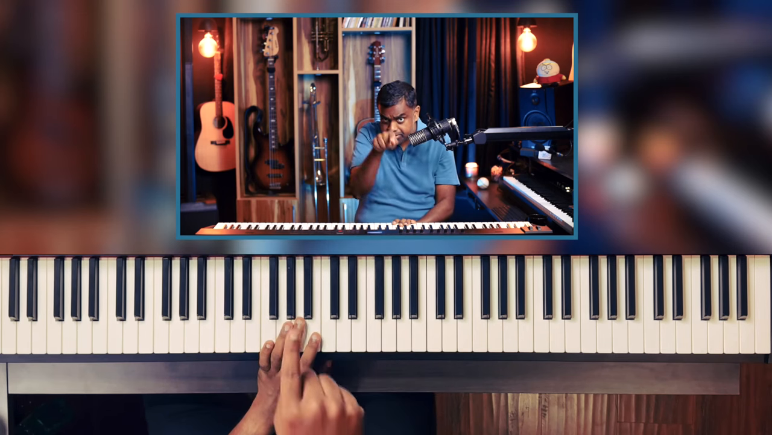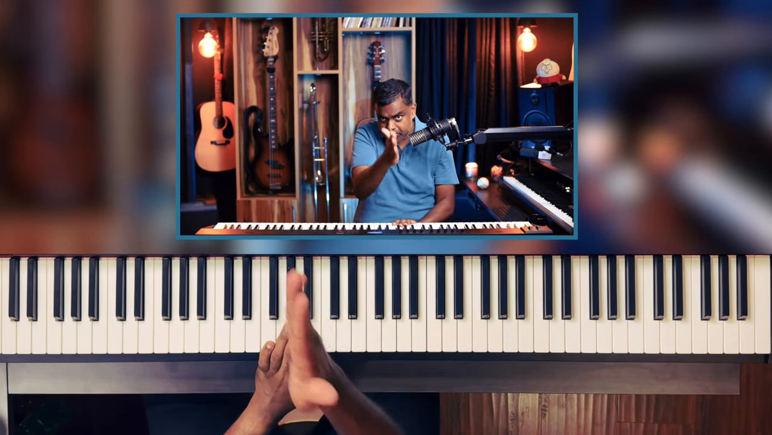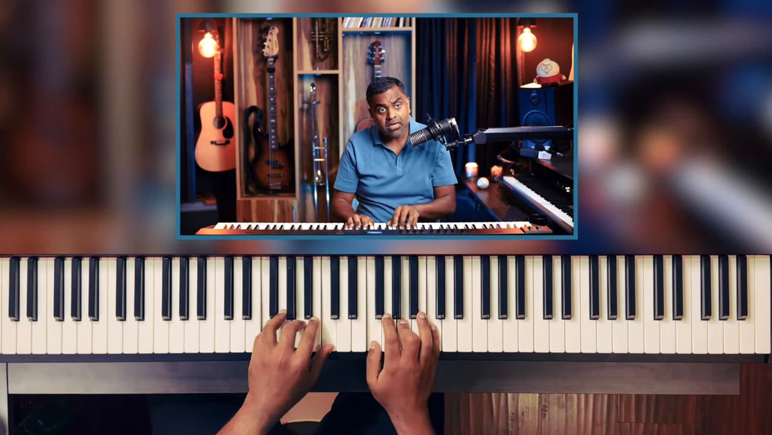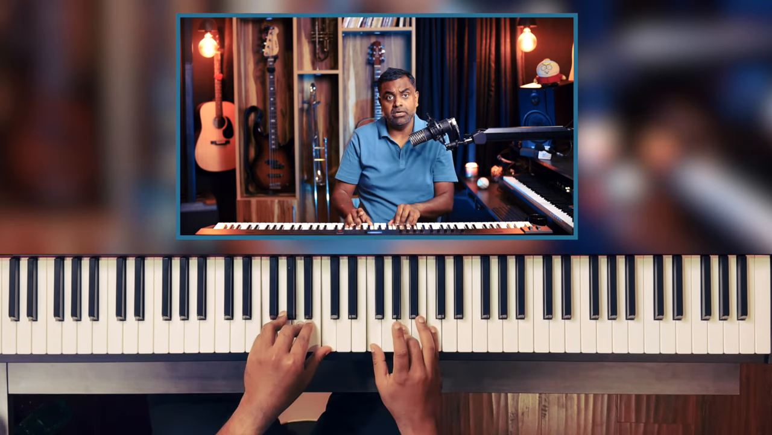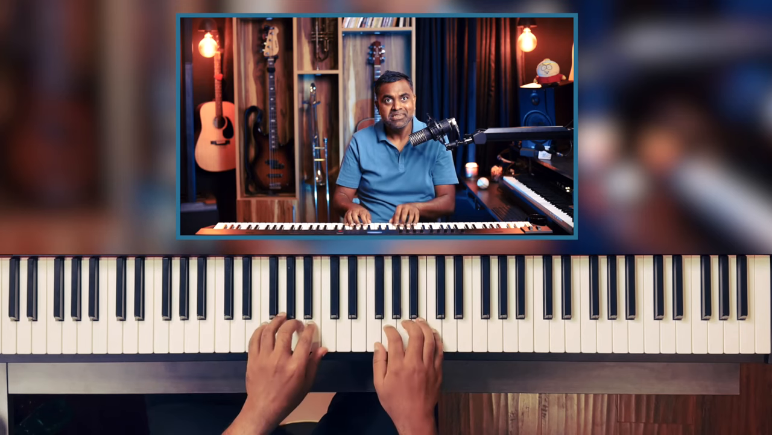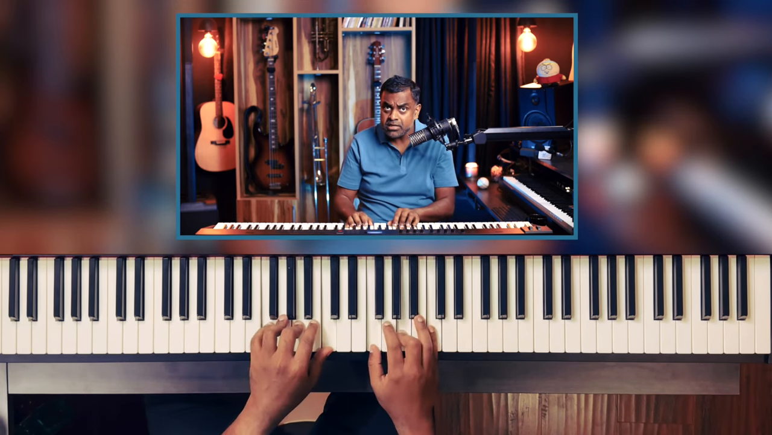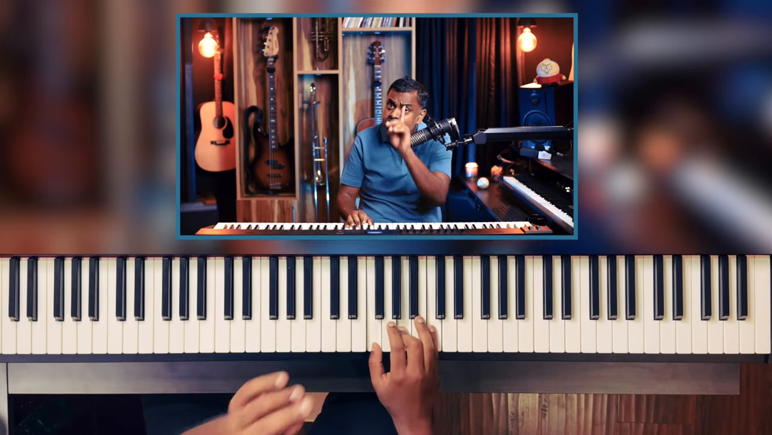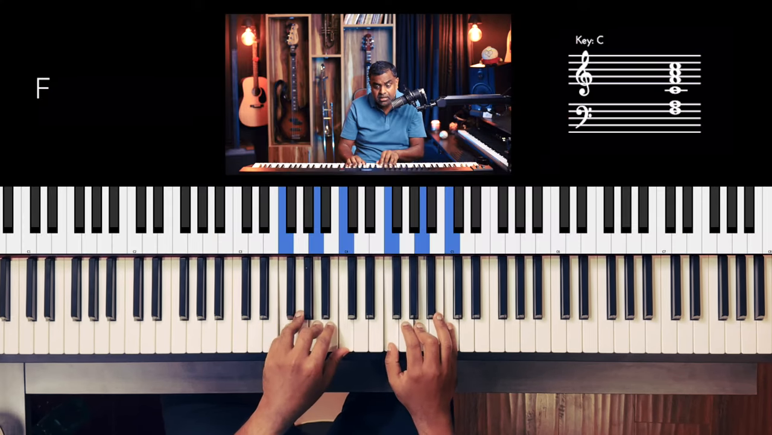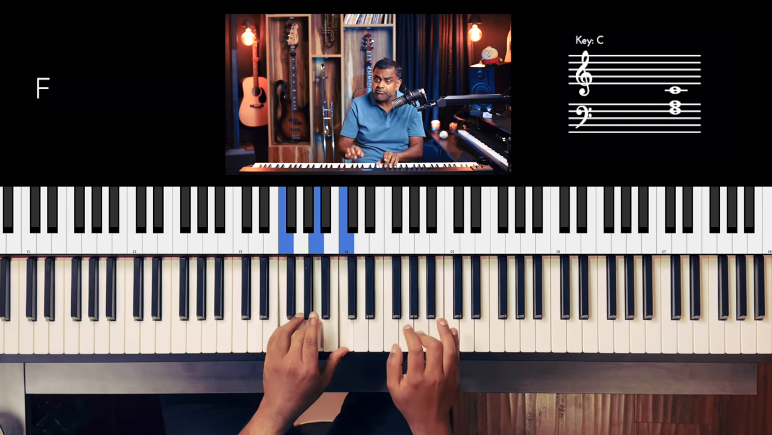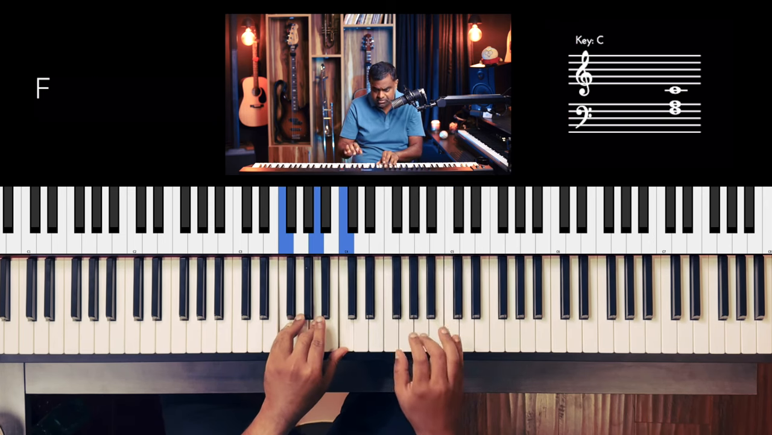Don't do the sa at the original state. Whatever octave it is in, sing it the other octave. So sa ga pa ga sa. Not so low, that'll be a bit weird. Sa ga pa ga sa. That's original. Sa ga pa ga sa. Or 1 3 5 3 1.